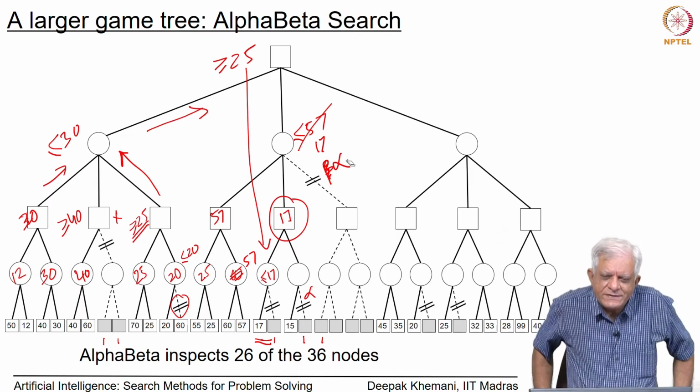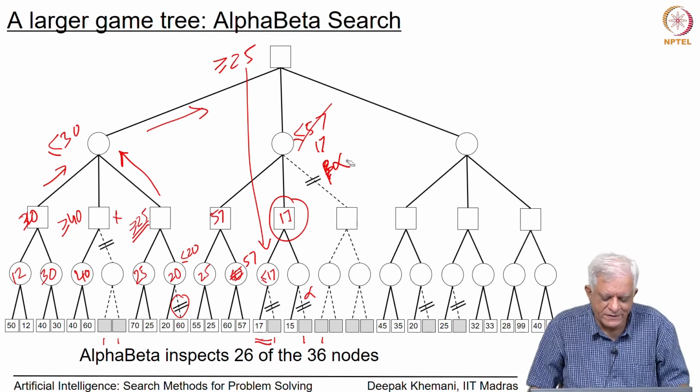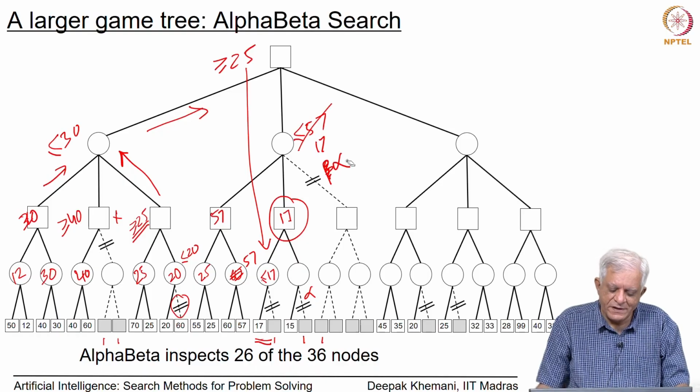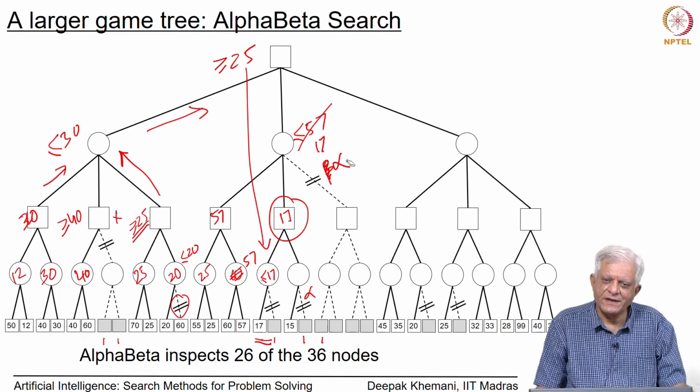Okay. So, this is basically our first look at the alpha beta algorithm. It does pruning on the search tree. We will come back to this in the next session. We will maybe take another example.